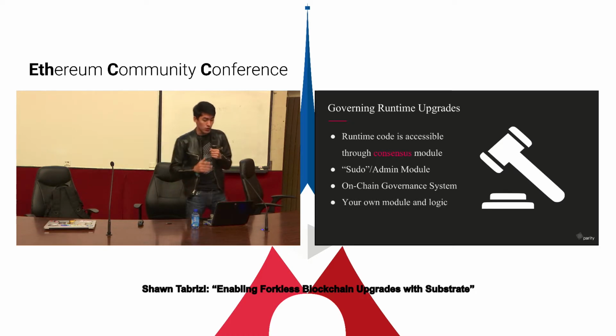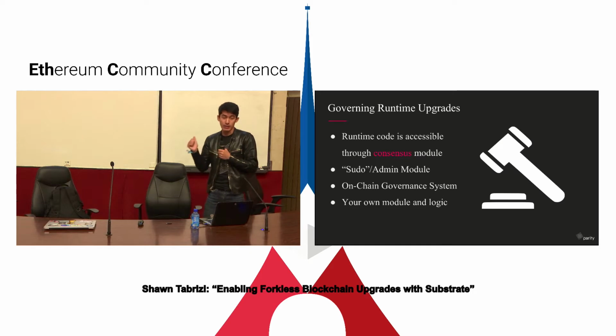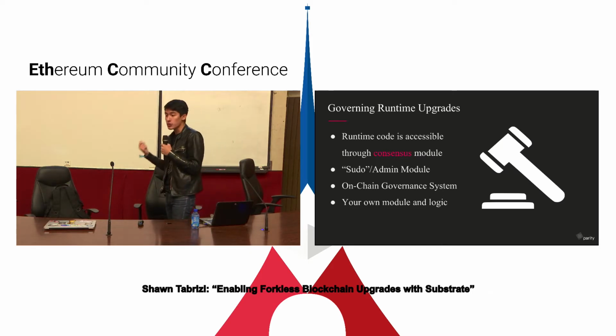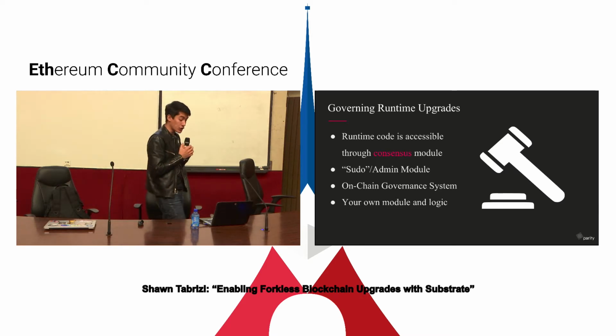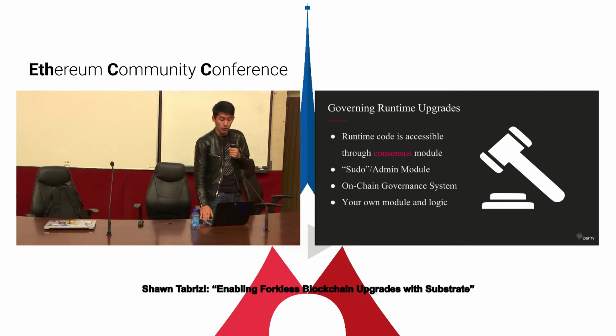And then finally, of course, if you're building on Substrate, you can control runtime upgrades with your own module, your own logic. So you don't have to use our on-chain governance system. If you have an idea for how you want to do it, or you have some other alternative way you want to touch the runtime logic and upgrades, you can, of course, build your own module and logic for that.